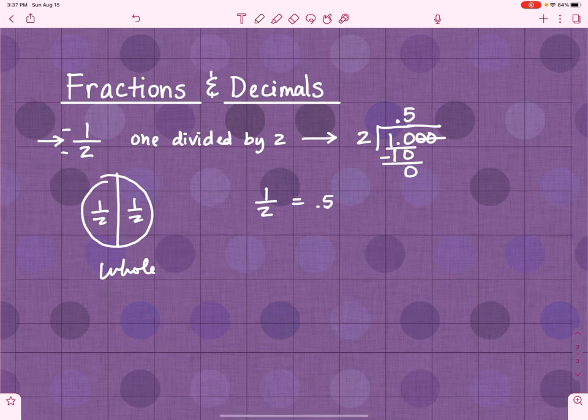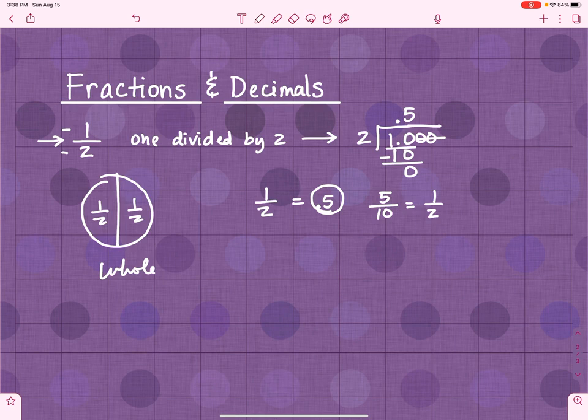Anytime you see a decimal, you can also think of that as over 10. So if I want to write 0.5 as a fraction, just looking at that, I know that that's 5 over 10. What does that reduce to? It reduces to 1/2. I know, it's exciting. It really is fun.